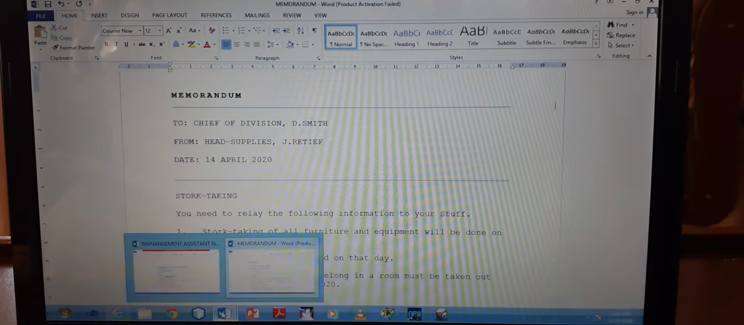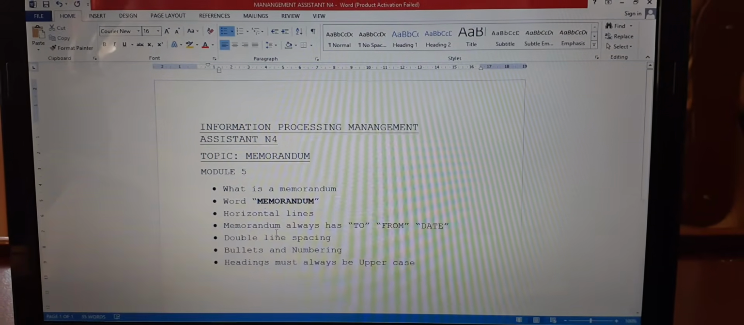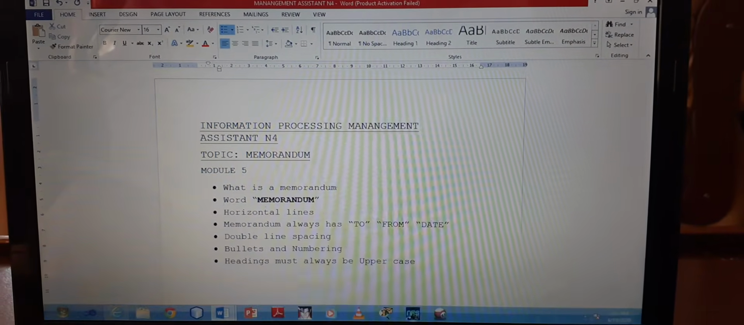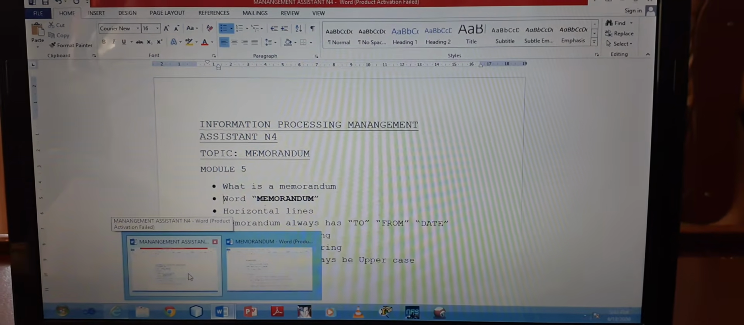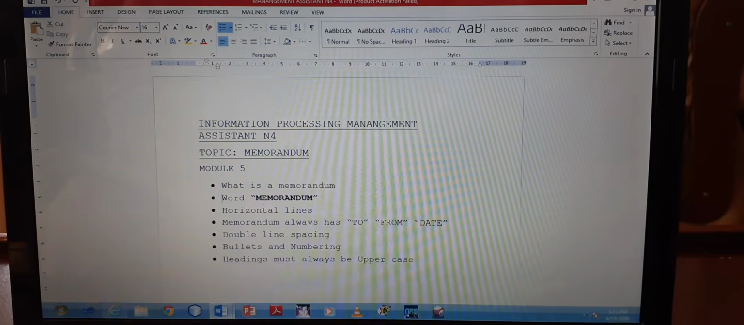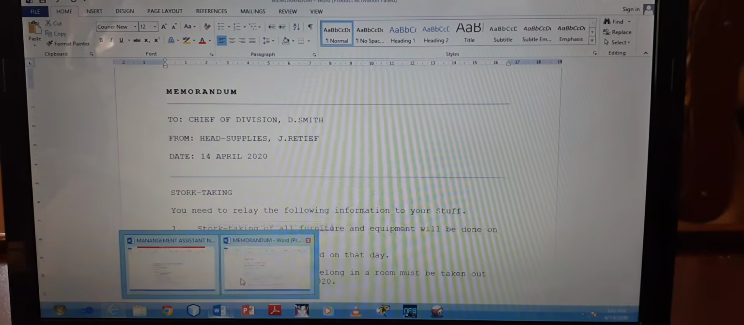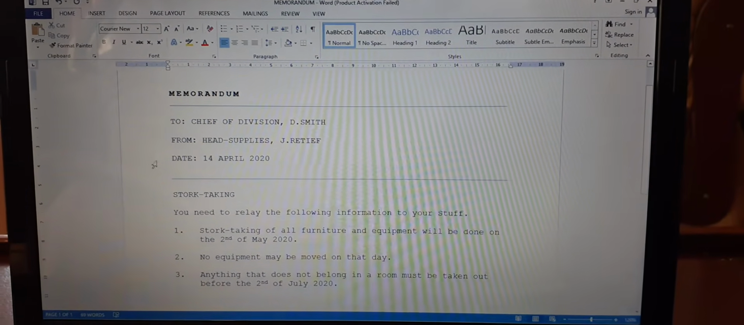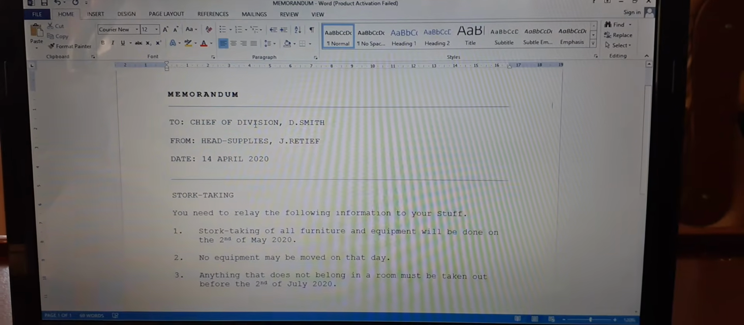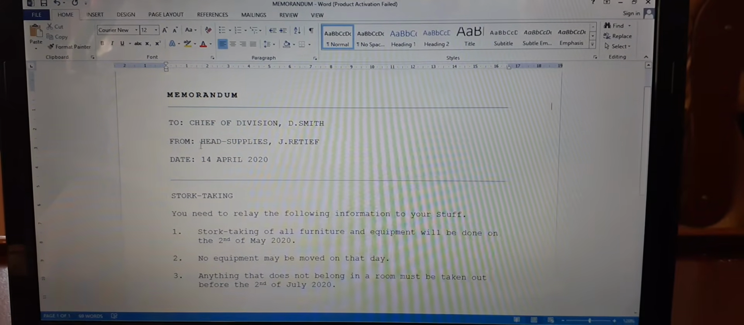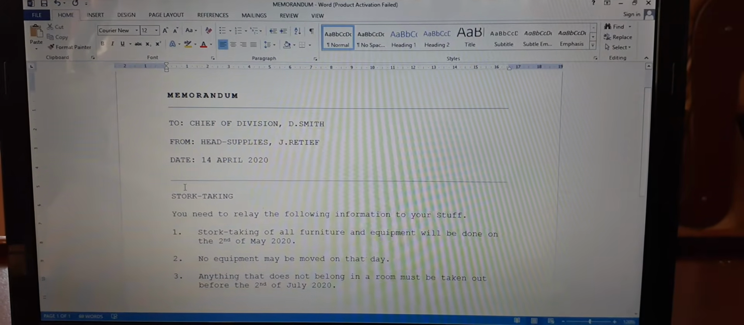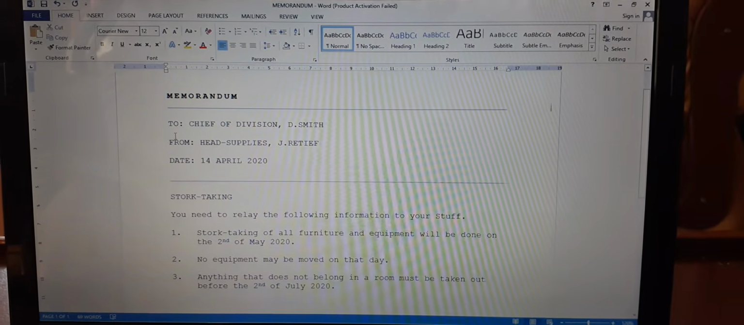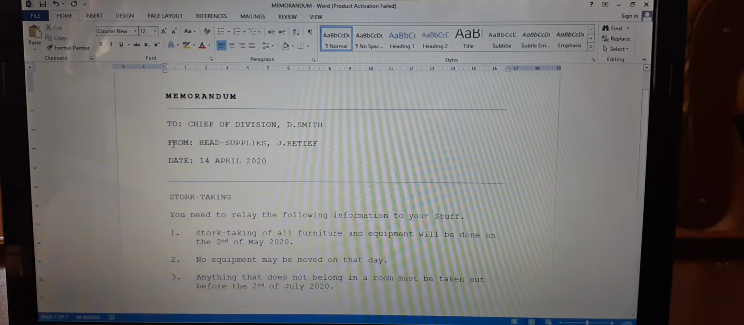Now let's see. Our memorandum must always have the To, From, and Date. As I have explained to you earlier, the memorandum must always have To, From, Date. Let's check our example here. Our memorandum here has To, From, and Date. To the Chief of Division, from the Head Suppliers, and the date. So your memorandum must always have the word memorandum on top. And the first thing in the memorandum that you will see is the To, From, and the Date.